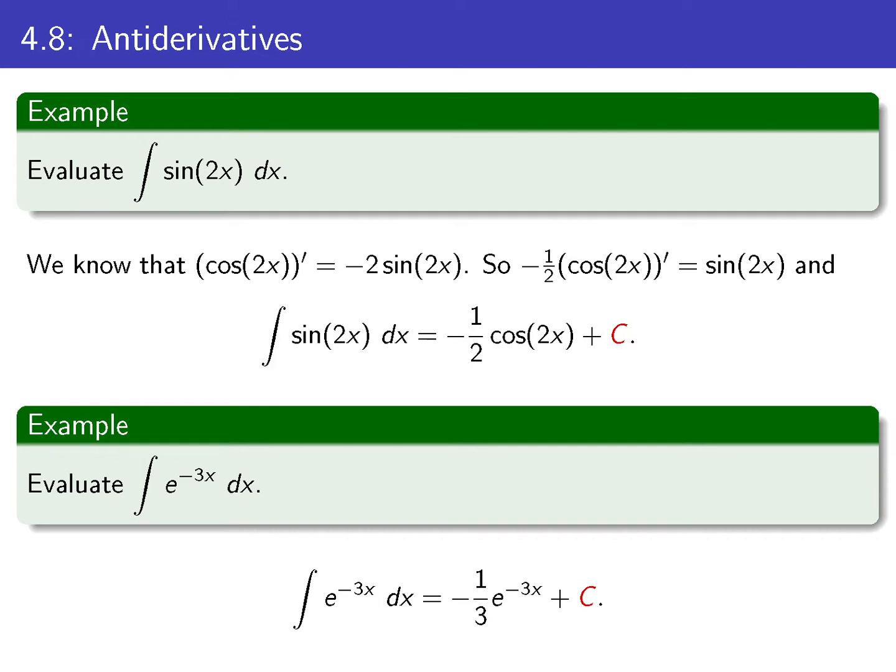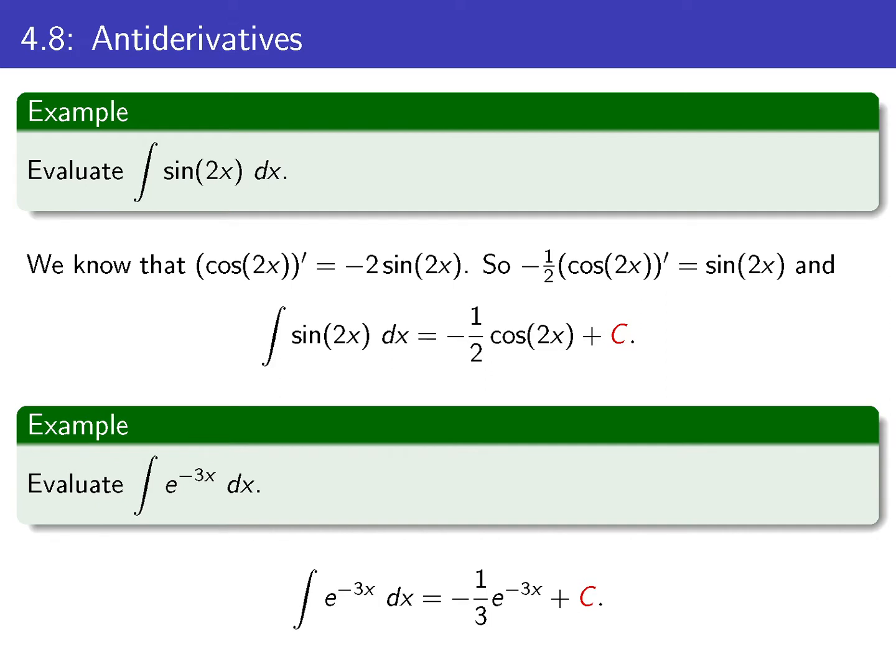So using that the derivative of e to the minus 3x is equal to minus 3 e to the minus 3x, we can work backwards and see that the integral of e to the minus 3x dx must be equal to minus 1/3 e to the minus 3x plus a constant.